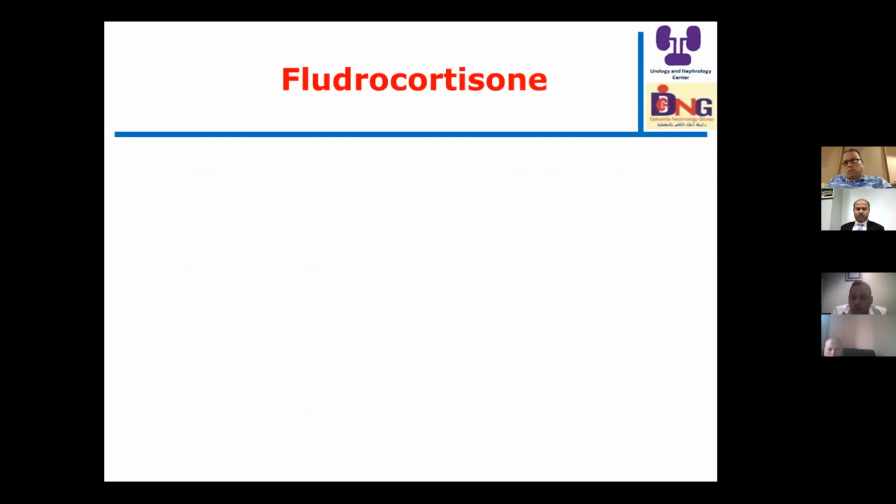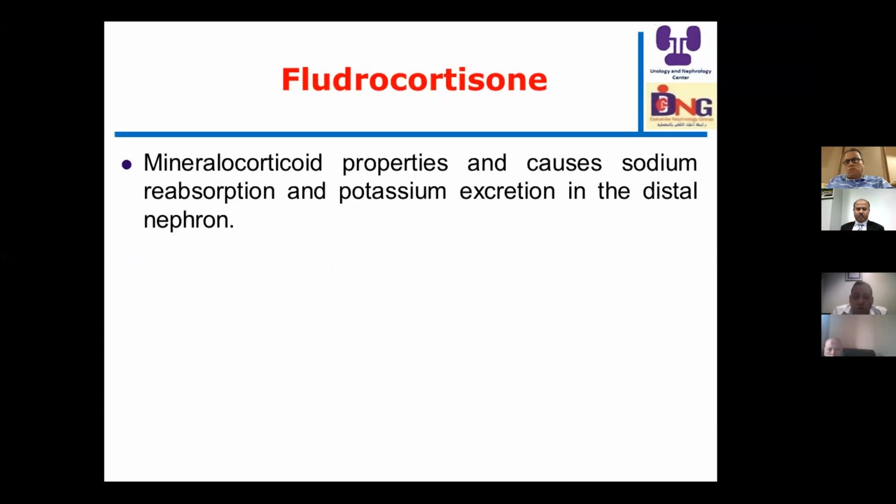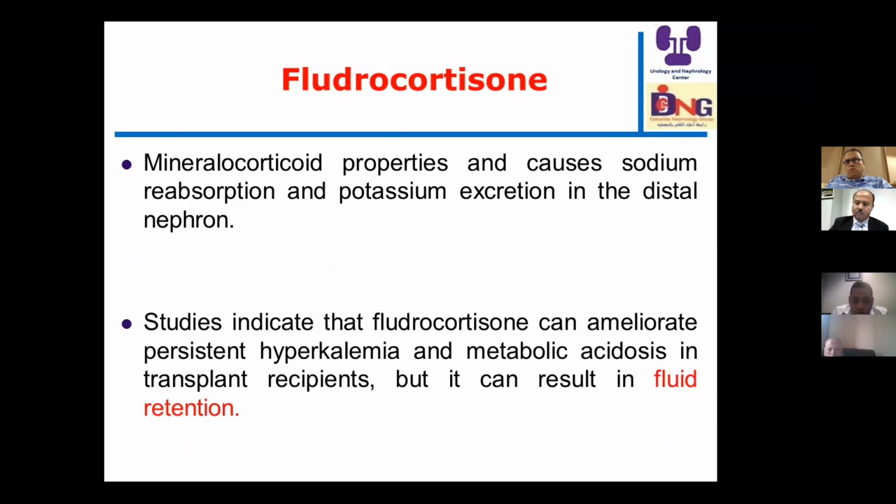What about fludrocortisone? Fludrocortisone causes sodium reabsorption and potassium excretion in the distal nephron. It can ameliorate persistent hyperkalemia and metabolic acidosis in transplant patients. But as it causes sodium and water reabsorption, it causes fluid retention. So it can control hyperkalemia, but on the other side, it can aggravate hypertension.